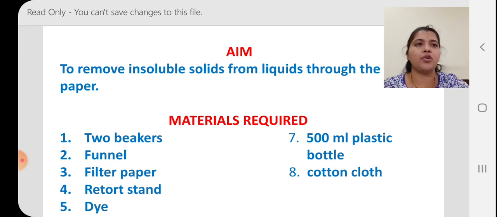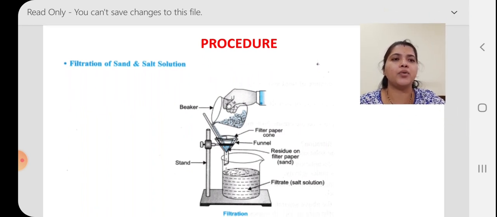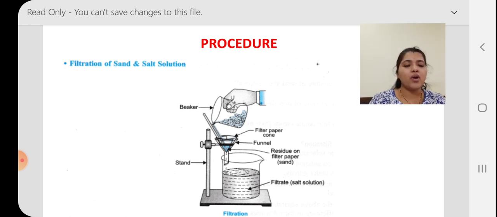Coming to the procedure of the experiment, children. In this way you have to arrange the apparatus. Arrange the filtering apparatus as shown in this figure. Prepare wheat or rice powder solution in a beaker. How do you prepare the solution? By adding 1 teaspoon of powder in 100 ml of water. Then add a drop of tincture iodine to that solution, children. Whichever solution you are preparing, add 1 drop of tincture iodine.